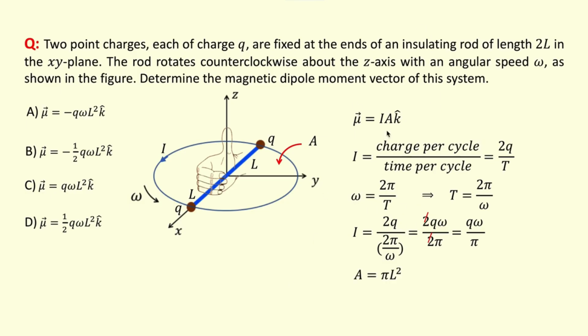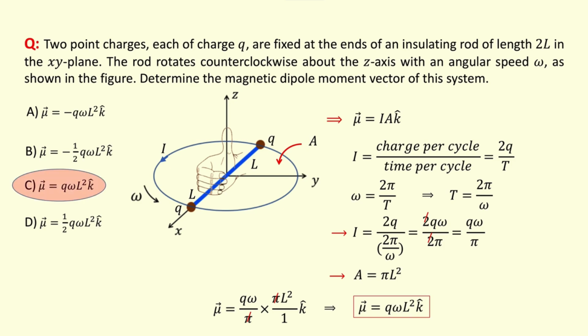Now we need A. For the circle, it's pi times radius squared. Radius in this circle is L, therefore area is pi times L squared. If we replace I and A in mu, we get this, that after cancelling pi, we get mu as q omega L squared in the positive z direction.